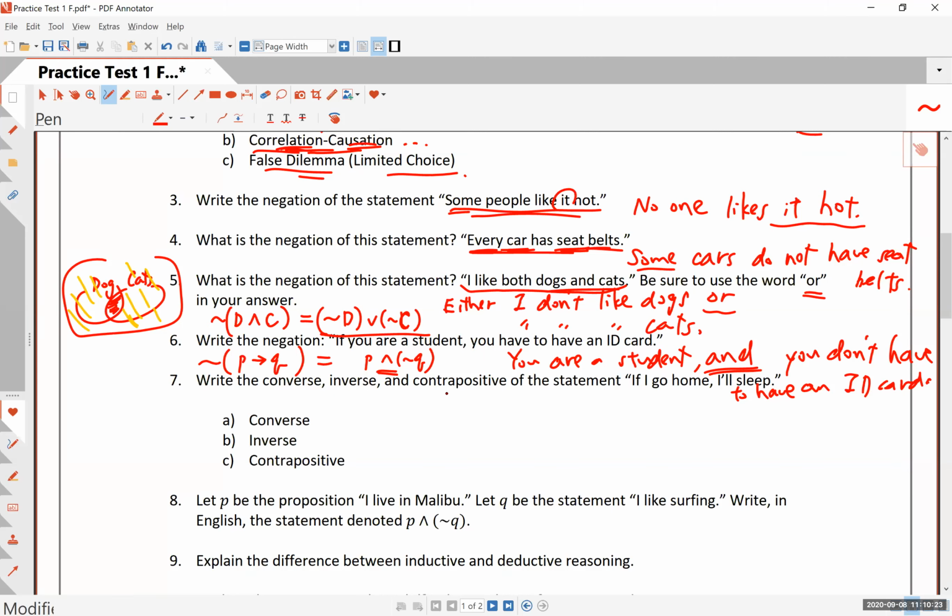Okay, write the converse, inverse, and the contrapositive of the statement. If I go home, I'll sleep. If I go home, I'm going to sleep. The converse is if you switch the order, but don't mess with the words if and then. You still have to start the conditional with the word if.